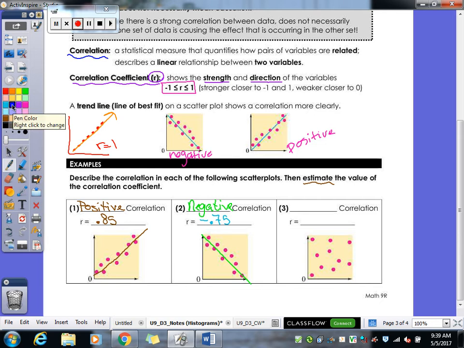Now for number 3, can we see where there's going to be a trend line at all? No. So this one has no correlation. So your R would be a 0. So the closer you are to 1, the stronger your correlation is. The closer you are to 0, the weaker your correlation is going to be.